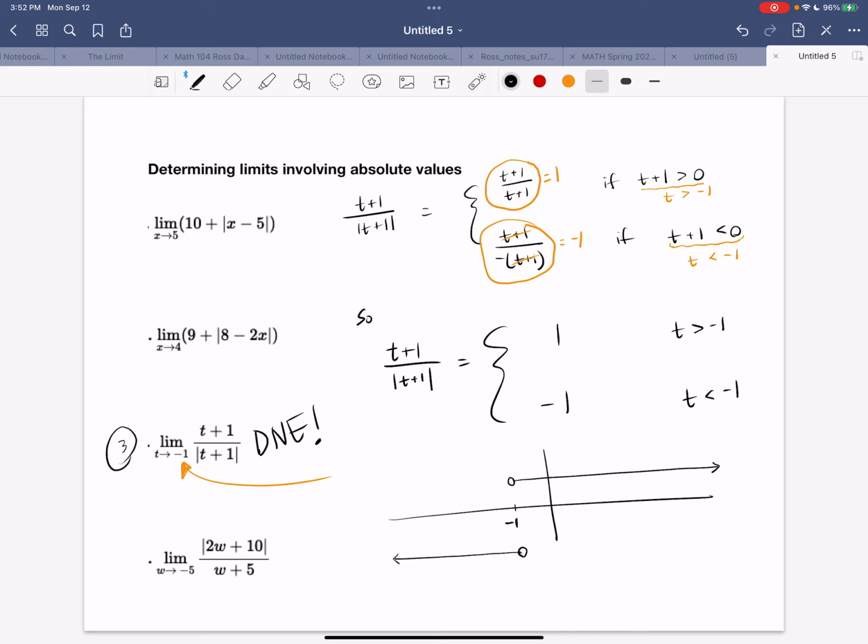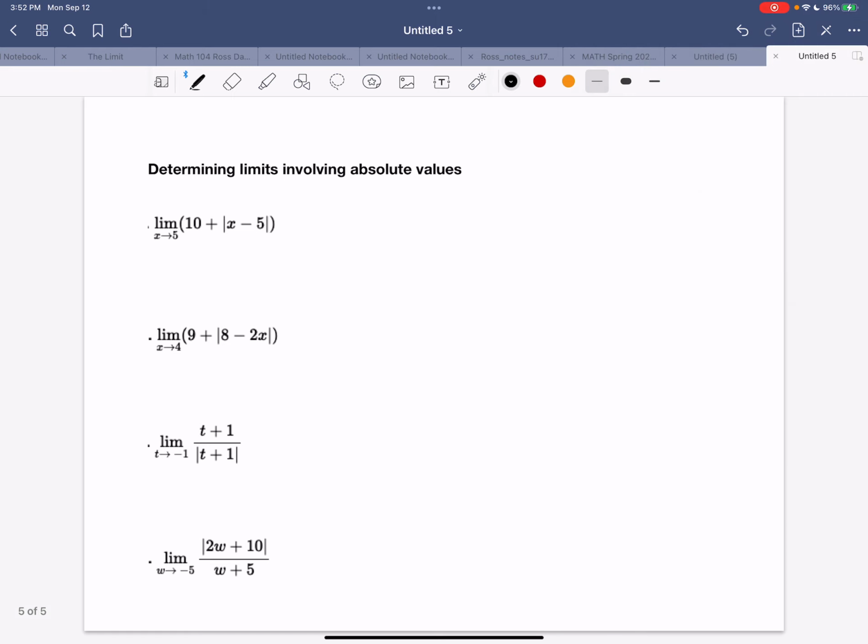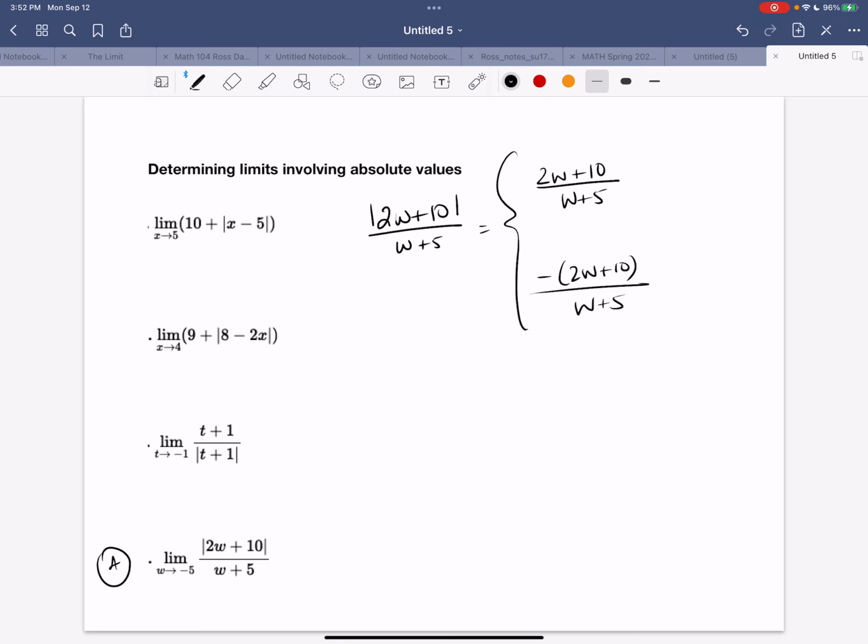Okay? Now let's do one more, this last one here, number 4. And it's another ratio. You know what to do by now. You can probably walk me straight through this. The first thing we'll do is simplify our function. We'll rewrite it without the absolute values. So this is going to either be 2w plus 10 over w plus 5, or it'll be minus 2w plus 10 over w plus 5, right? And that depends on if 2w plus 10 is bigger than or equal to 0, or if 2w plus 10 is less than or equal to 0.